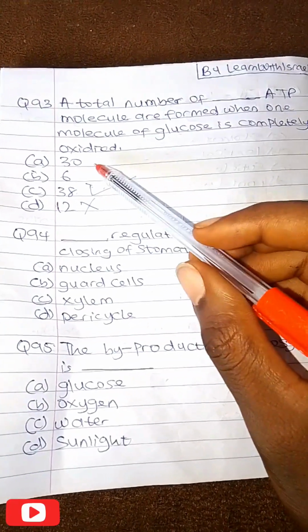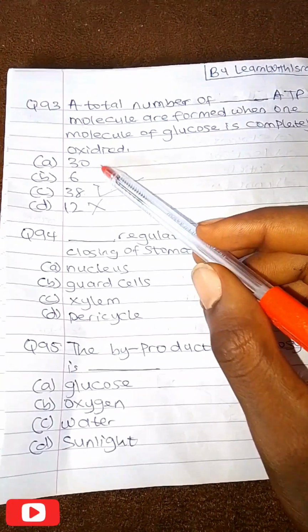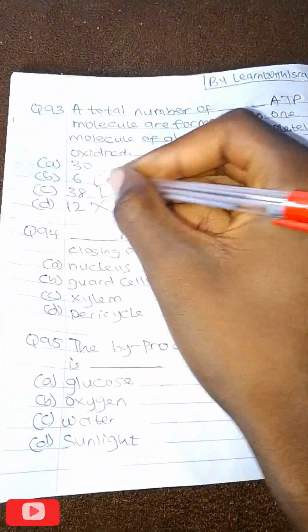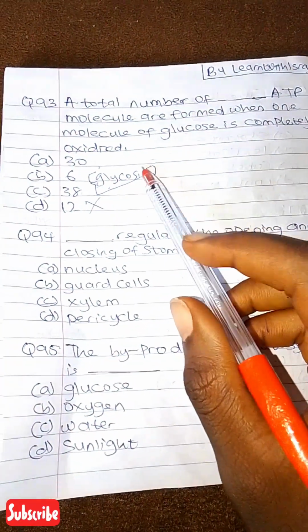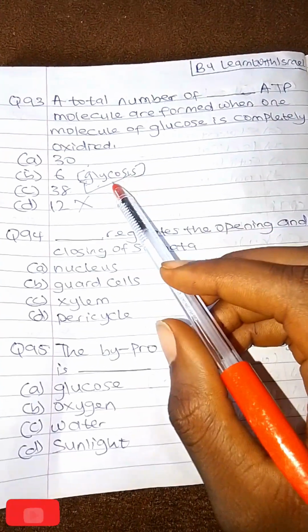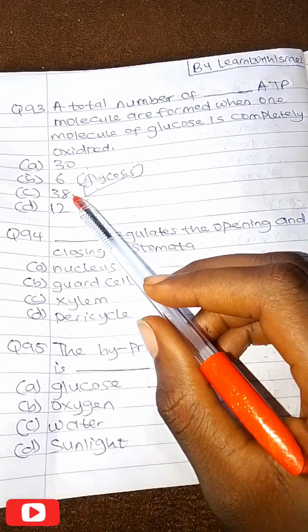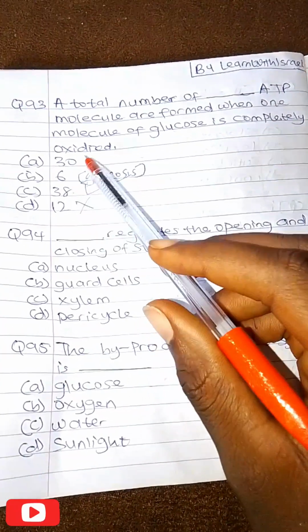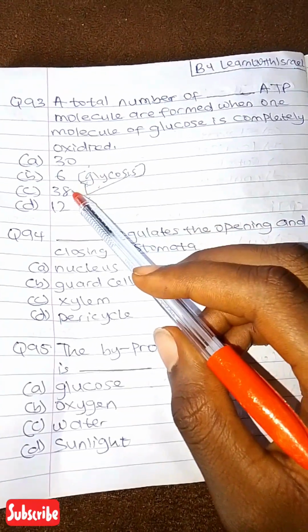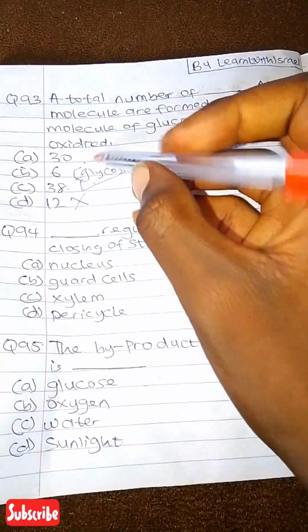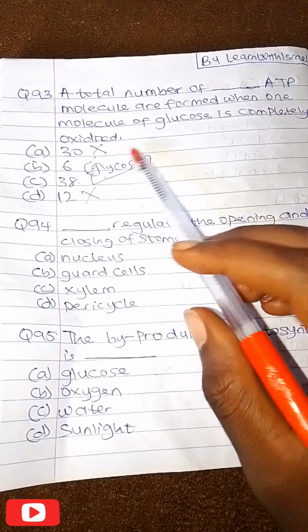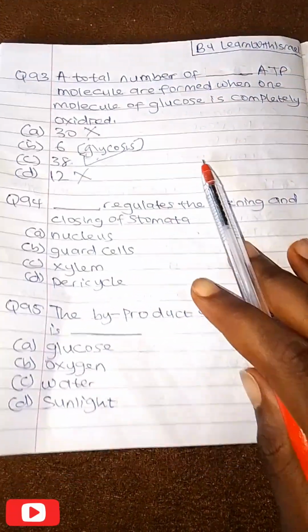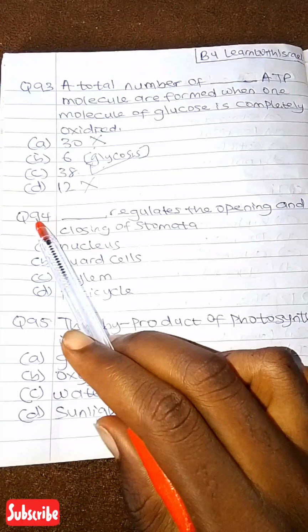While 6 is the total number of ATP formed from glycolysis only. This is the number of ATP formed from glycolysis, while this is the total number of ATP formed from glucose. While 30 is close to the number formed, but it's not the full count. So 30 is also wrong. So the correct answer is 38. So let's continue.